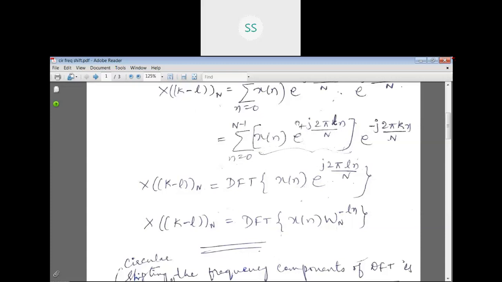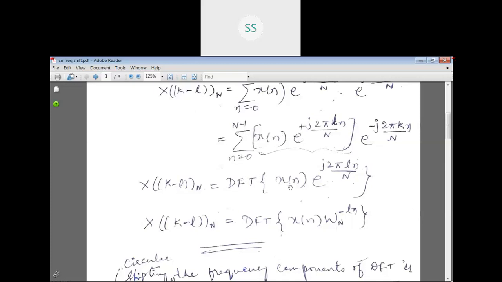So by multiplying x of n with the exponential term, the frequency of the discrete time signal is changed. Whenever the frequency of a discrete time signal itself is shifted, what would be the DFT of such a sequence? That is what we are going to interpret in this derivation. Once I group these two terms, this entire equation is nothing but again a DFT, but DFT of what?